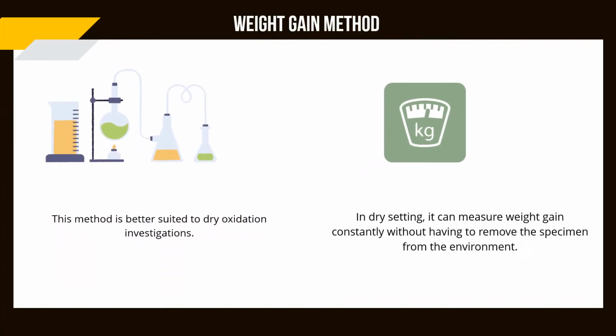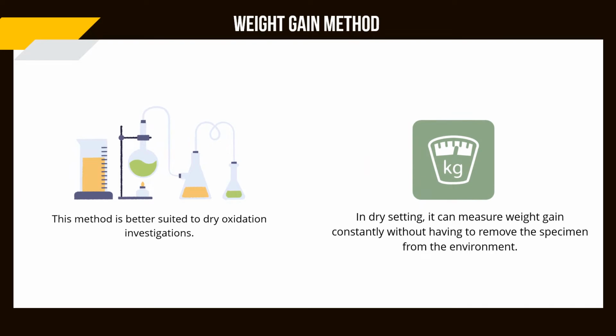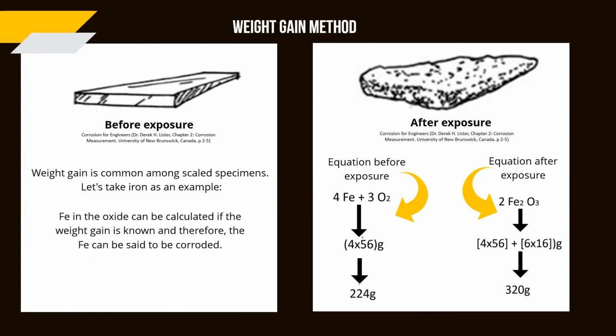This method is better suited to dry oxidation investigations. In a dry setting, it can measure weight gain constantly without having to remove the specimen from the environment. Weight gain is common among scaled, for example oxidized, specimens. Let's take iron as an example. Iron in the oxide can be calculated and therefore, the iron can be said to be corroded. In the equation after exposure, it's shown that the weight gain occurred on the iron.